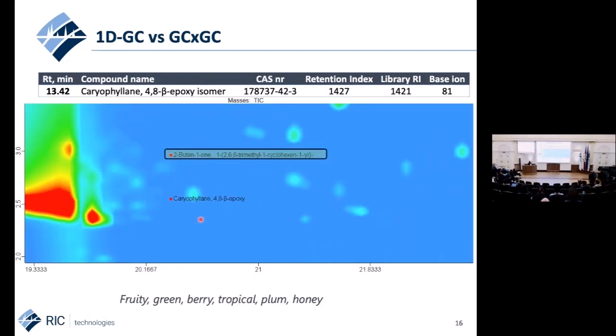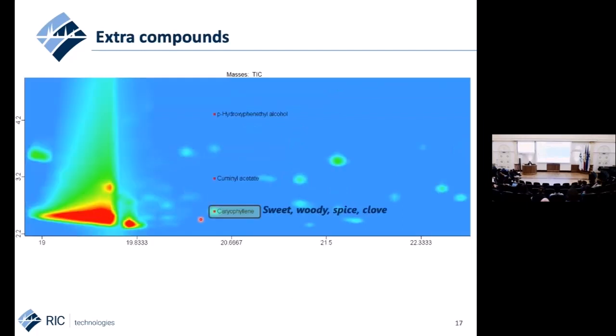We go further, and we see another compound, a damascenone type of compound, which has not been previously detected in our 1D data. Also a compound which is known to have a green tropical flavor. We have also identified caryophyllene, which was not previously identified. You see here we have 3 almost co-eluting compounds in our 1D data. Caryophyllene was one of which we were not able to identify earlier.